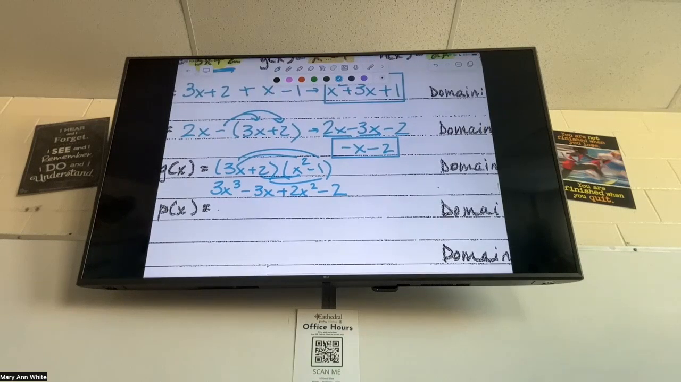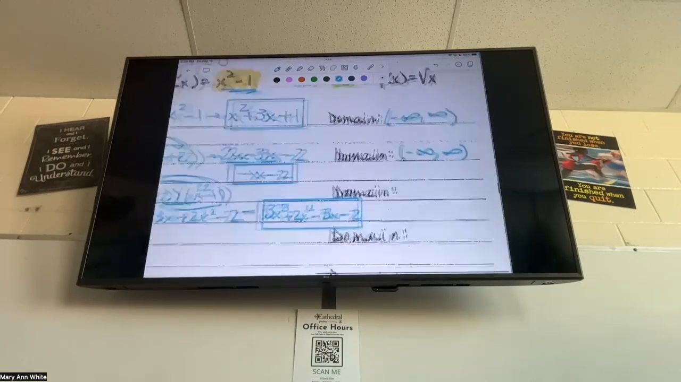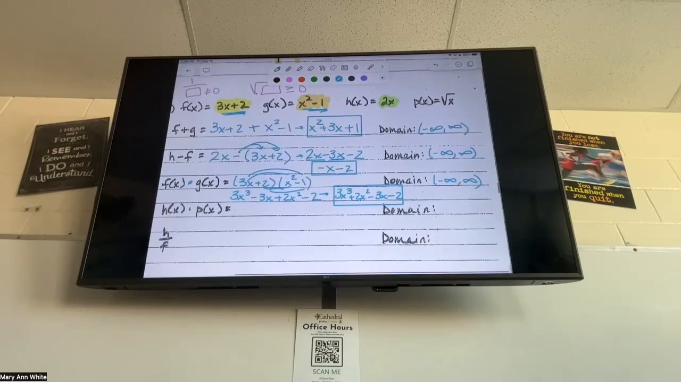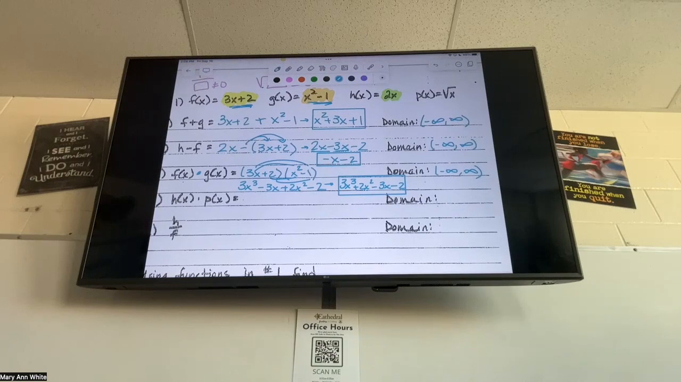Now I'm going to put this in the correct order. There's nothing to combine here, but I can reorder it so it's best. 3x to the third plus 2x squared minus 3x minus 2. What's my domain here? All reals again? Yep. We doing okay so far?